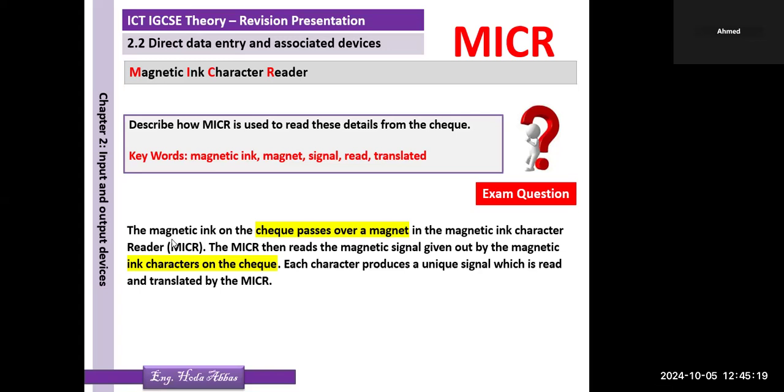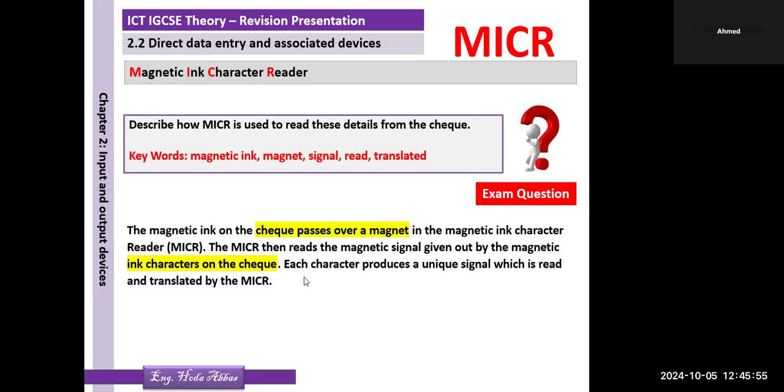In this question, describe how the magnetic ink character reader is used to read these details from the sheet. Of course, you have to mention magnetic ink, magnet, signal, read, or translated. The magnetic ink on the check passes over the magnet in the magnetic ink character reader. The reader then reads the magnetic signal given out by the magnetic ink characters on the sheet.